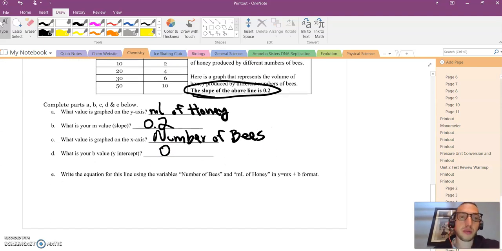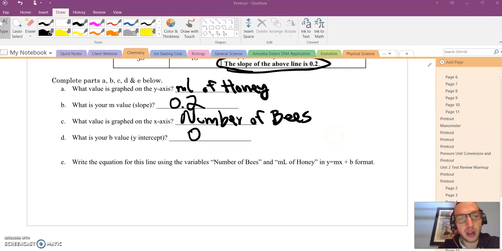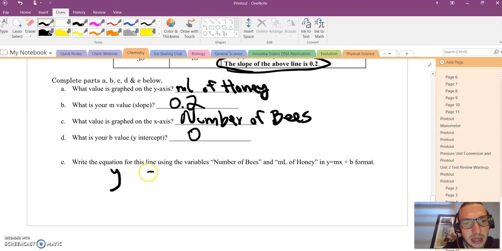Now, last one. It says write the equation for this line using the variables number of bees and milliliters of honey in y equals mx plus b format. This is going to be the trickiest part. All right, so to start off, this is what I like to do. You don't have to do this, but I do this just to help explain it at the very beginning. Then later on, once you get the hang of this, you don't have to do this anymore. y equals mx plus b, and just kind of spread it out like this.